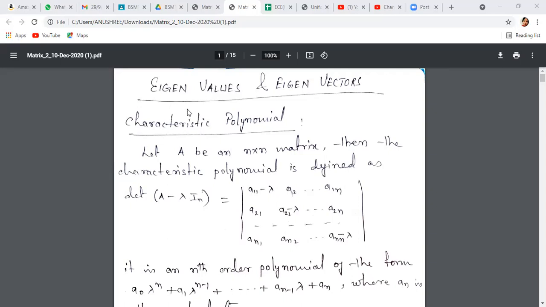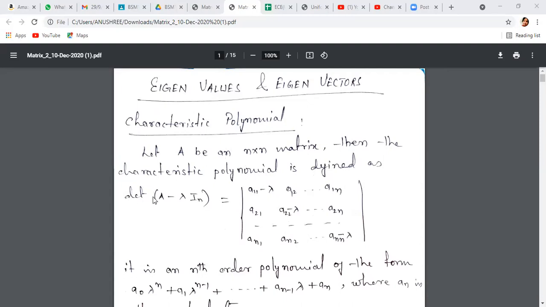Okay. So before moving on to the eigenvalues directly, from where it is coming, there is a concept called the characteristic polynomial. Which type of polynomial is it? If A is a matrix, say an n cross n matrix, then the characteristic polynomial is defined by the determinant of A minus lambda I_n. What is I_n? I_n is our identity matrix of order n, if I am taking A to be of order n.